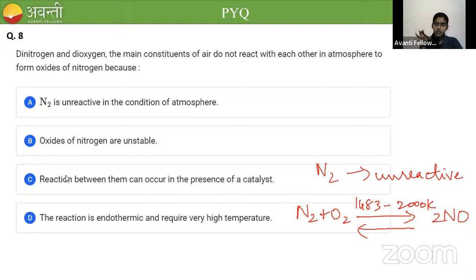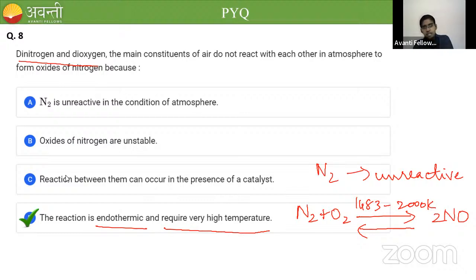Basically, nitrogen and oxygen absorb the energy that we give, so they are ready to react at very high temperature by absorbing the energy. That's why it is called endothermic, since they are absorbing energy. And since they require very high temperature, they do not react with each other under normal conditions in the air. So that is the only reason nitrogen and oxygen do not react with each other. Actually, they will react at very high temperature by absorbing the energy. That is the answer. Option D is the correct answer for this question.